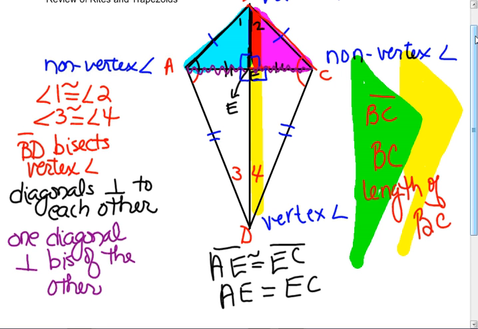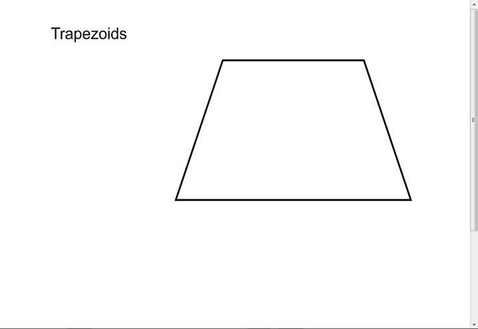So I'm going to add a new page. Actually, I have a page added, and I'm going to do trapezoids next. Are we ready? And do you remember what's true about trapezoids? What are they? You have one pair of parallel sides. Exactly one pair. The other sides will not be parallel. So you have one pair of parallel sides.